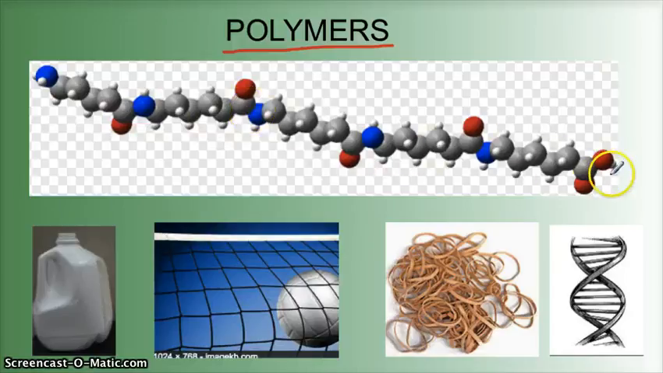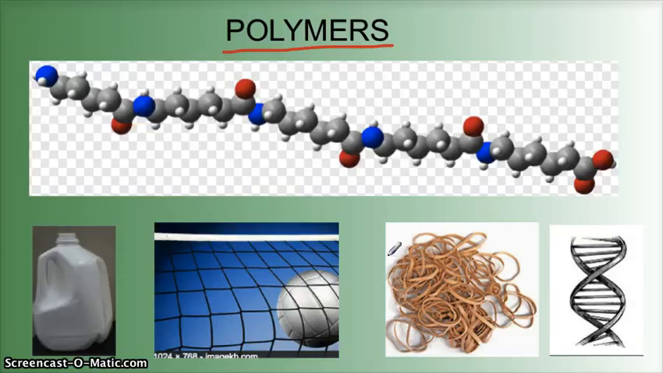Now notice you have different representations like blue and red and white dots. So that means it's more than just the carbon. The dots are probably hydrogens, and the reds and the blues, probably one is an oxygen and the other one, I'm not sure what it would be, maybe a nitrogen. But these are long chains of organic molecules. Milk jugs, volleyball nets, rubber bands, they're all man-made polymers.